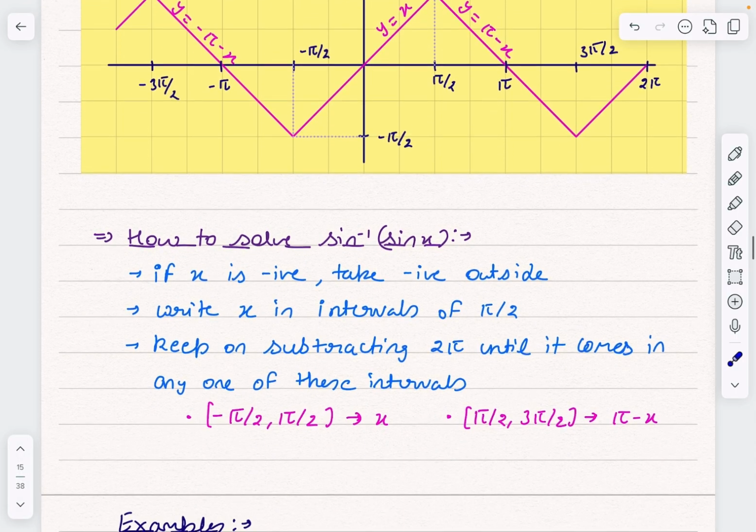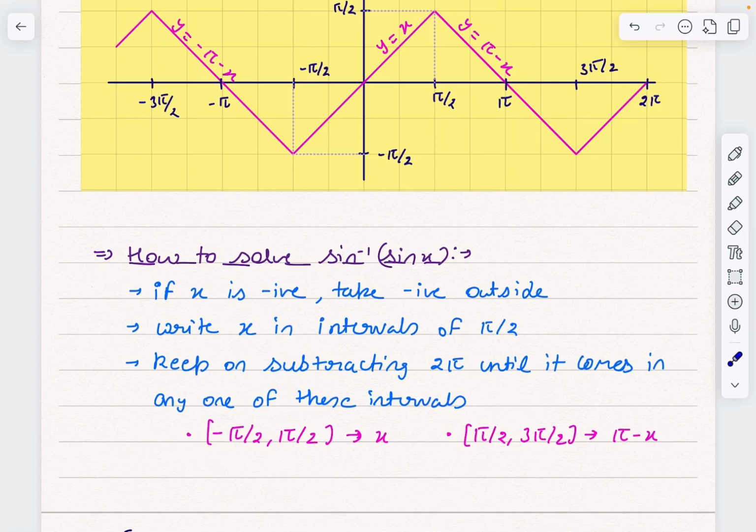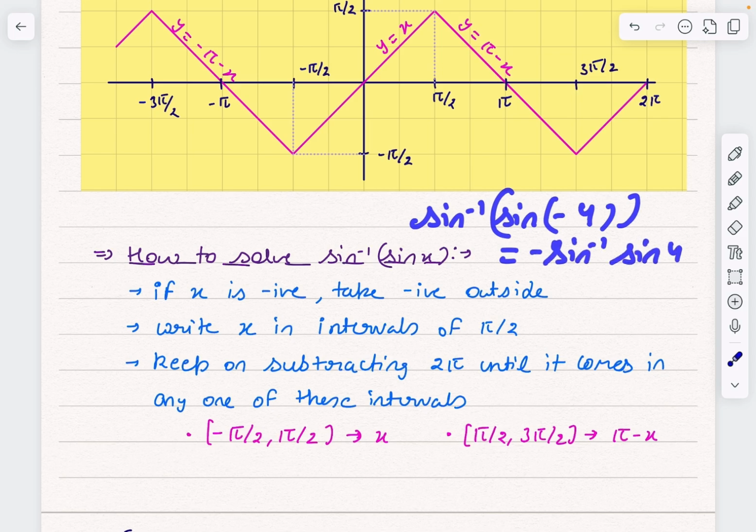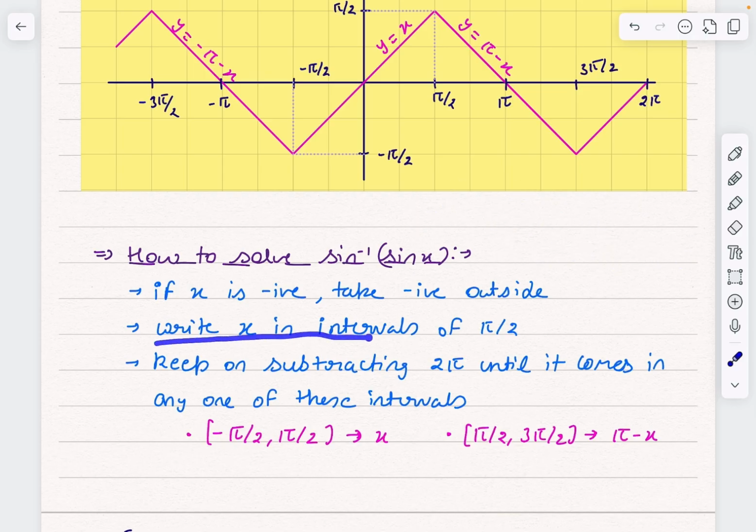Next, how do we solve sine inverse of sine x? This is very important, guys. These kinds of problems they usually ask. If x is negative, we take the negative outside because it's an odd function, no? So sine inverse of sine of say minus 5 or minus 4, you can write as minus sine inverse of sine 4. Odd function, negative we can take outside. Now write x in intervals of pi by 2. For example, if I have x as pi, we can write pi as less than 3 pi by 2, more than pi by 2.